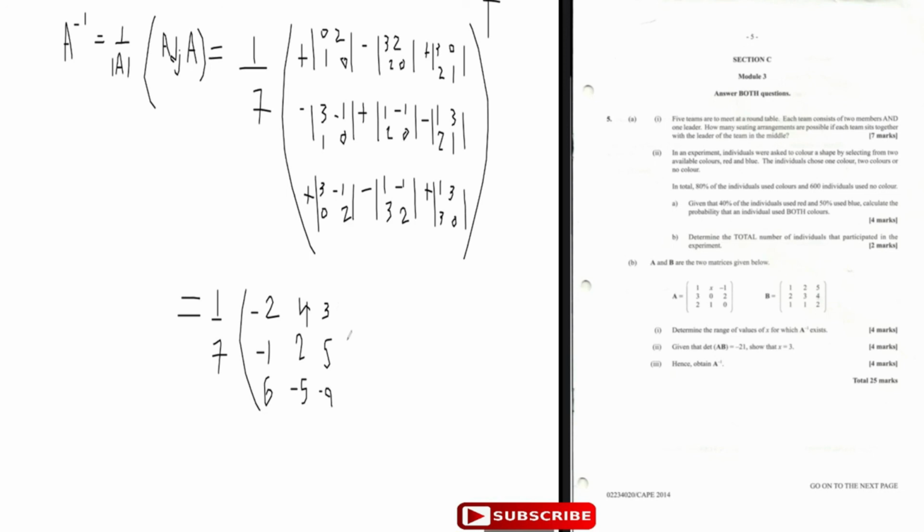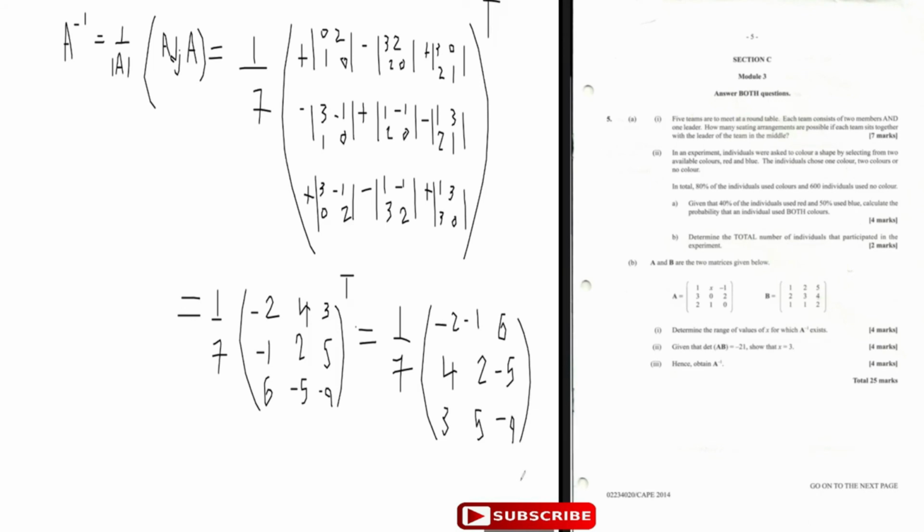And then we transpose this. So now we can write what A inverse is. A inverse is 1 over 7 times, when you transpose it, you're going to get minus 2, minus 1, 6. This looks like 4, 2, negative 5. Then you're going to get 3, 5, negative 9. Nice and easy.